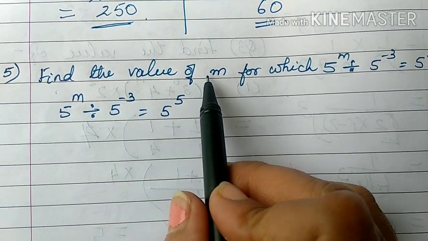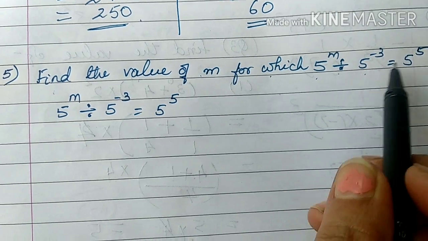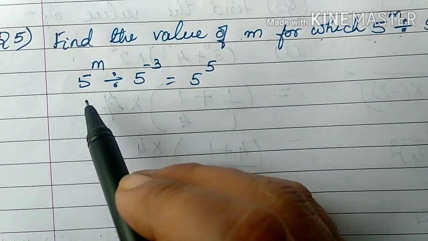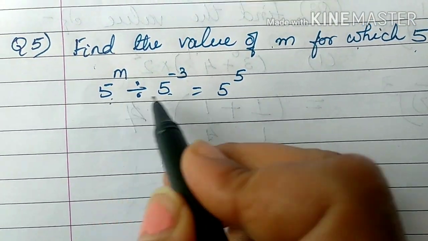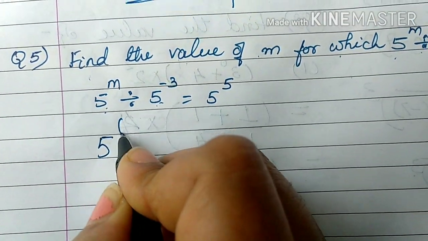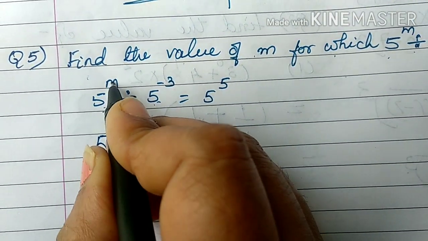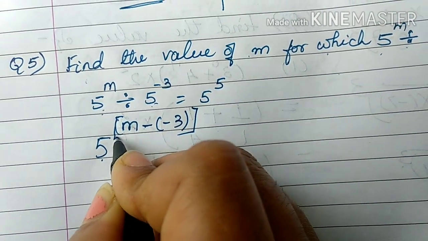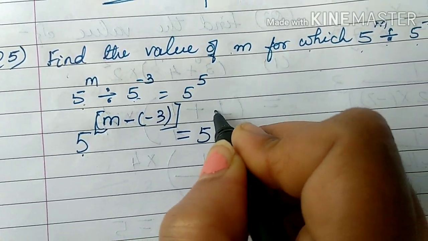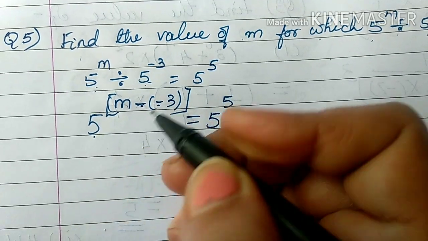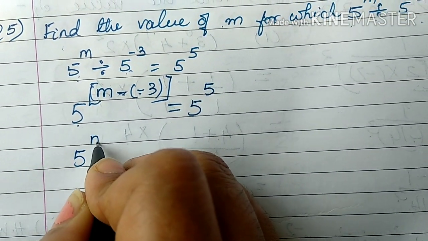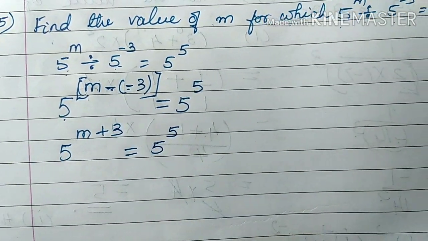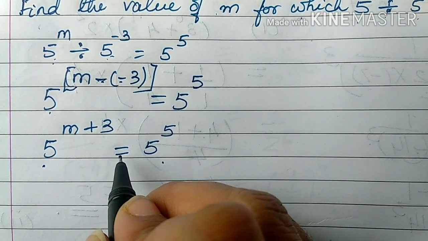The question is: find the value of m for which 5 raised to m divided by 5 raised to minus 3 is equal to 5 raised to 5. We have to find the value of m. Now we'll apply the law. When it is division and the bases are same, the powers are subtracted. So I can write base 5, power m, and subtracted, so minus 3, equal to 5 raised to 5. Now minus minus will become plus, so I can write it as 5 raised to m plus 3 is equal to 5 raised to 5.